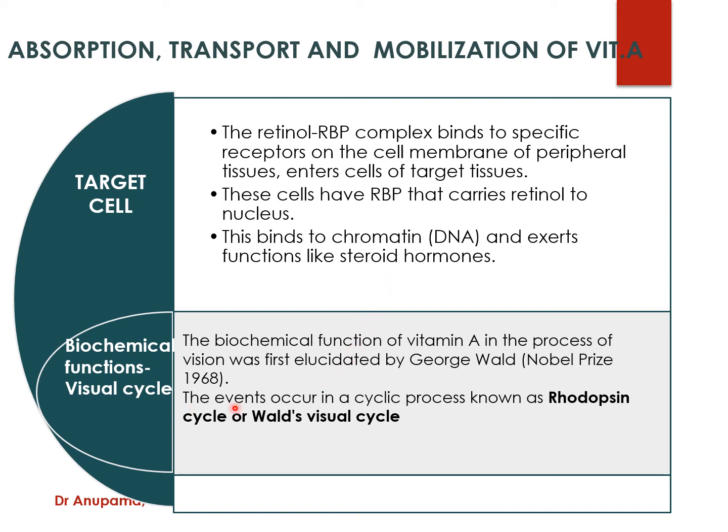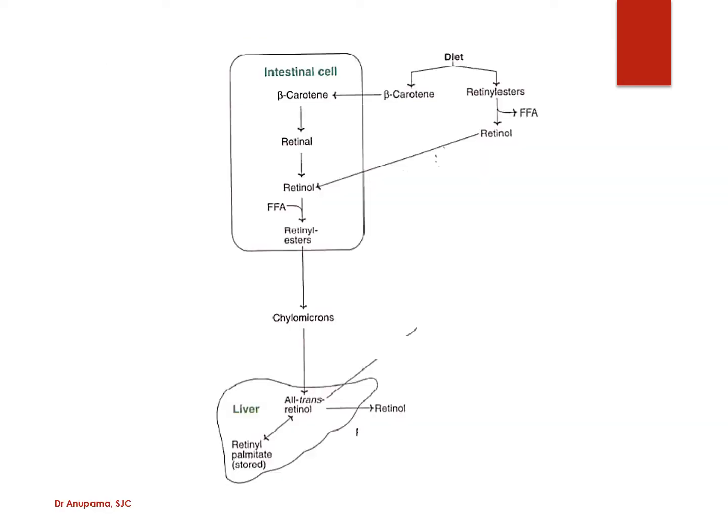Now coming to the biochemical functions like in the visual cycle. The biochemical function of vitamin A in the process of vision was first elucidated by George Wald, and he won the Nobel Prize for this in the year 1968. The events occur in a cyclic process, and this is known as rhodopsin cycle or Wald's visual cycle. Through the diet, a person can consume retinyl esters or beta carotene. Retinyl esters are hydrolyzed to release free fatty acids and retinol. If beta carotene is consumed, it is acted upon by the intestinal cells to produce retinal, which is then converted to retinol.